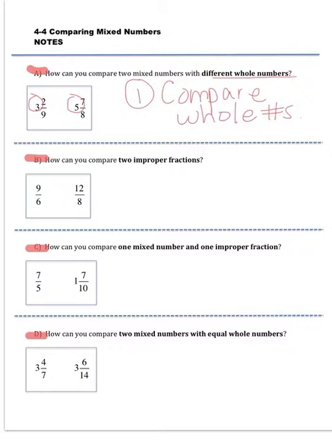Next up is situation B. This time we're asked, how can you compare two improper fractions? Well, just like our regular fractions, when we go to compare them, we want to find a common denominator. So I want you to write down, the key here is to find a common denominator.